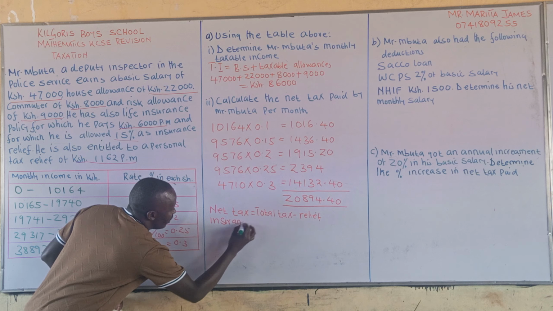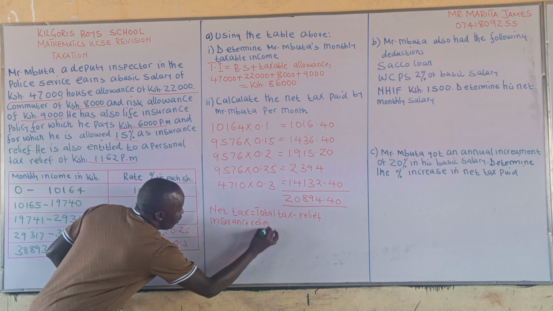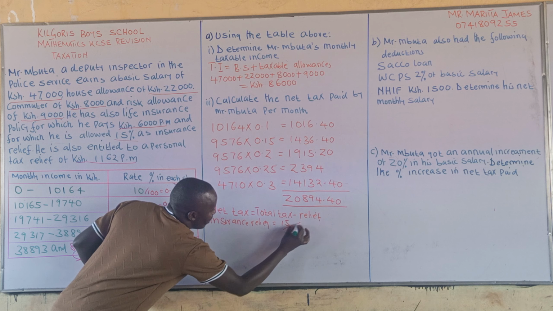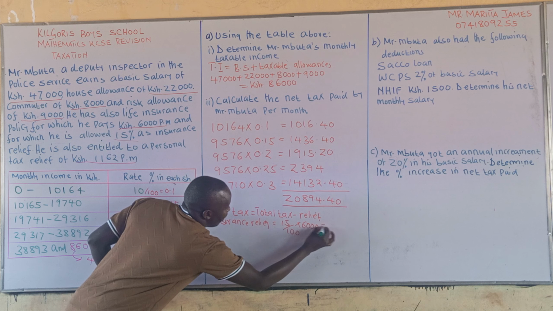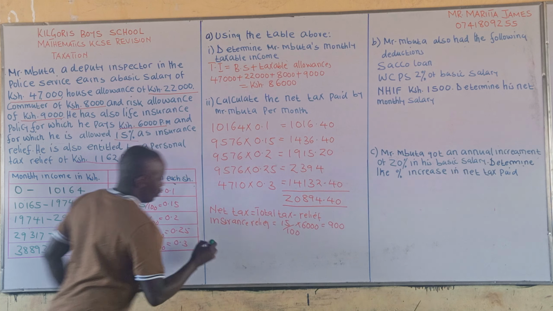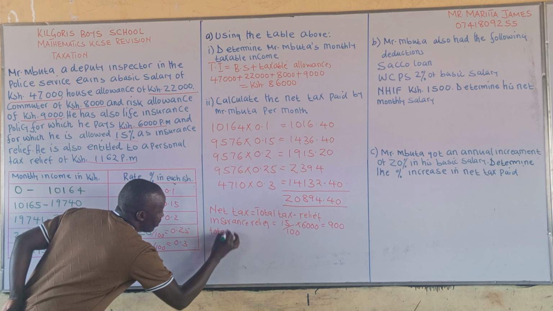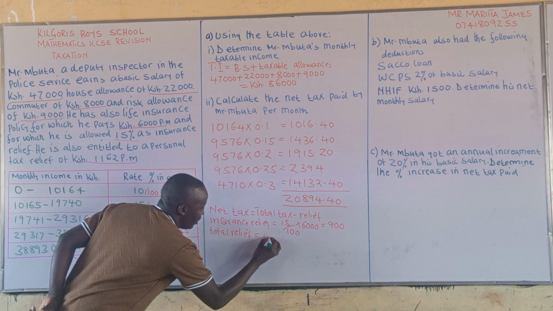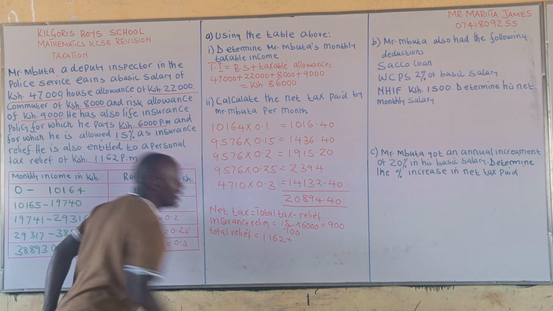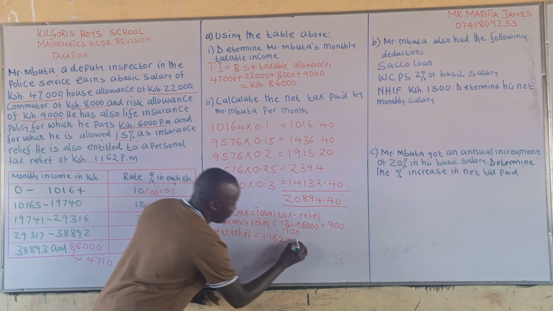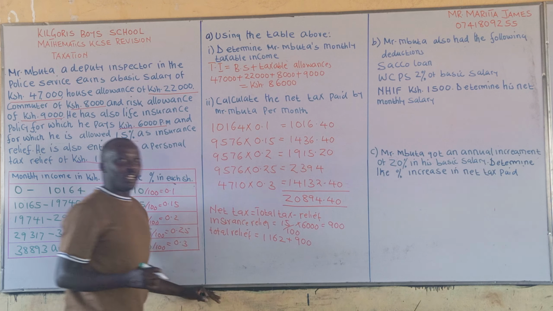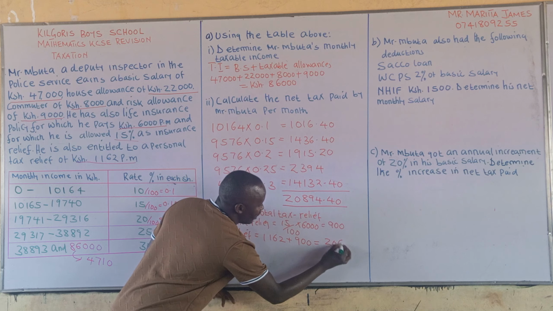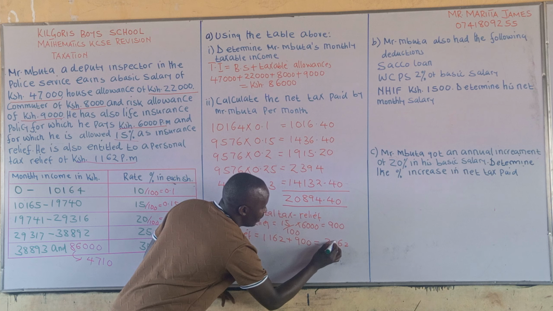We have an insurance relief. Insurance relief is just 15% of that 6,000, and that one is giving us 900. So we get now the total reliefs. Total reliefs now, we have a personal relief of 1,162 plus an insurance relief of 900. And if you add the two, you get 2,062.